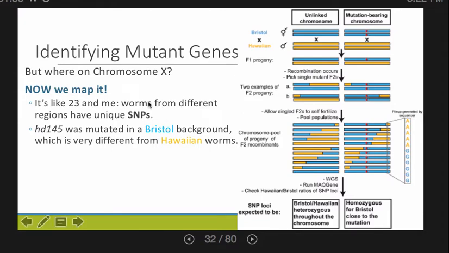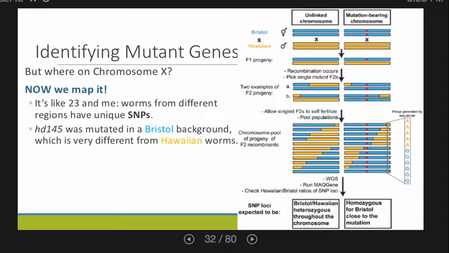It's a lot like how 23andMe works, where worms that developed in different regions will have unique single nucleotide polymorphisms, or SNPs, which is bolded, and that's a vocab word. All of our worms that we study come from Bristol, because the first worm that we started with was pulled by a guy who was working in Bristol. So we call them Bristol worms. And when we map, we compare them to Hawaiian worms. When you compare Bristol and Hawaiian, there are a bunch of single nucleotides that are different between them, fairly evenly distributed throughout the genome.